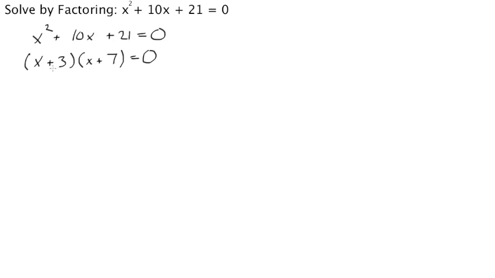Now the point of factoring, one of the nice things about our real numbers, is that if the product of two numbers equals 0, that can only happen if one of the numbers individually equals 0. So the only way that x plus 3 times x plus 7 can equal 0 is if either x plus 3 equals 0 or x plus 7 equals 0. If this is the case, then we see that x is going to be negative 3. If this is the case, we see that x is going to be negative 7. So our final answers are x equals negative 7 and negative 3.